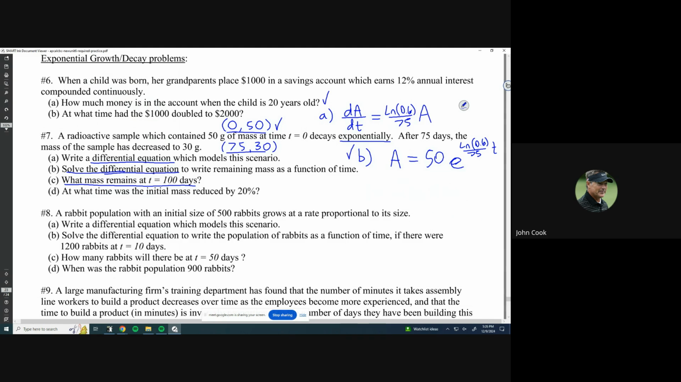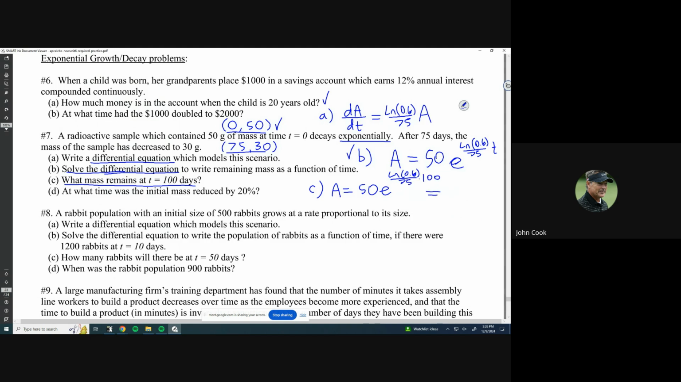So guess what we do for that? We just plug it in, okay? So let's plug in 100 for this one. So here we go, ready? So for part C, A is going to be equal to 50 e to the natural log of 0.6 over 75, and then times 100.